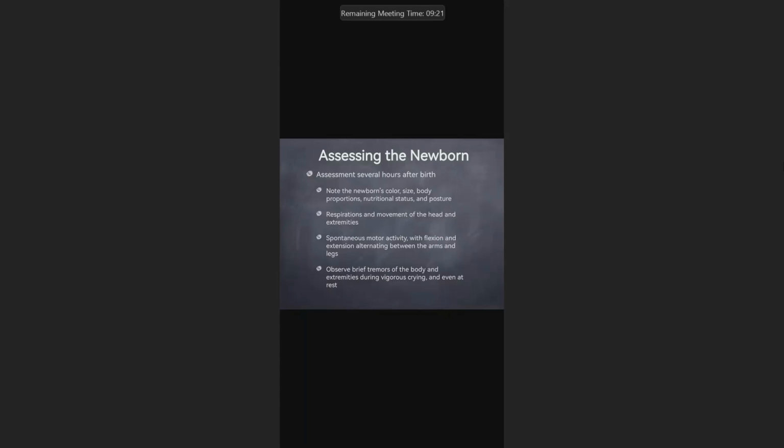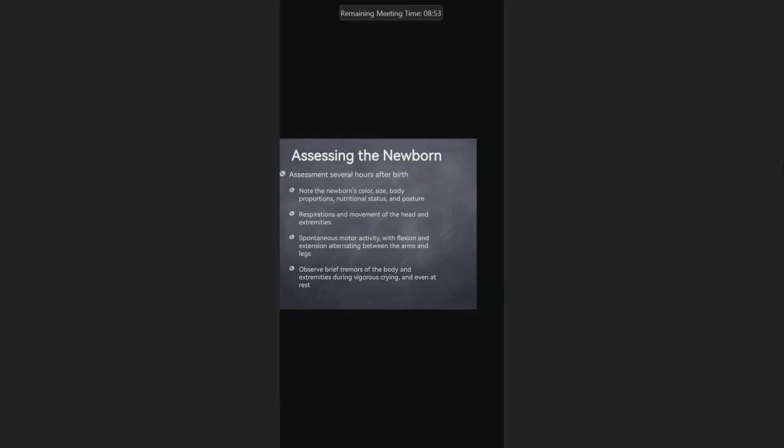Note the newborn's color, the size, the body proportions, the nutritional status, and the posture of the neonate. Note also the respirations and movement of the head and extremities, spontaneous motor activity with flexion and extension alternating between the arms and legs, and observe for brief tremors of the body and extremities during vigorous crying and even at rest.